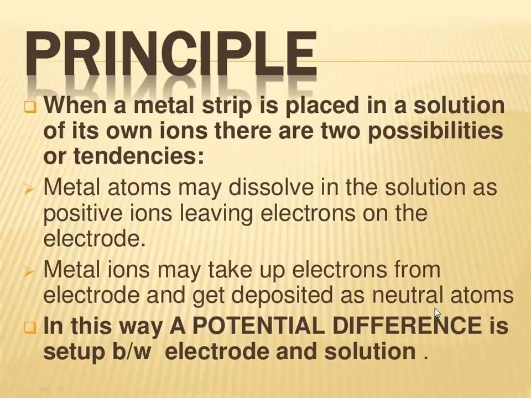When a metal strip is placed in a solution of its own ions, there are two possibilities or tendencies. First one is that metal atoms may dissolve in the solution as positive ions, leaving electrons on the electrode. Second case, the metal ions may take up electrons from the electrode and get deposited as neutral atoms.